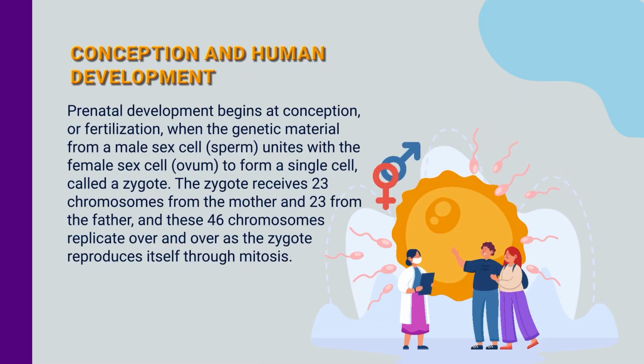Now the zygote receives 23 chromosomes from the mother and 23 from the father. So in total they become 46 chromosomes, and these 46 chromosomes replicate over and over as the zygote reproduces itself through mitosis. So that is what happens. It reproduces itself, or in simple words, it multiplies itself.